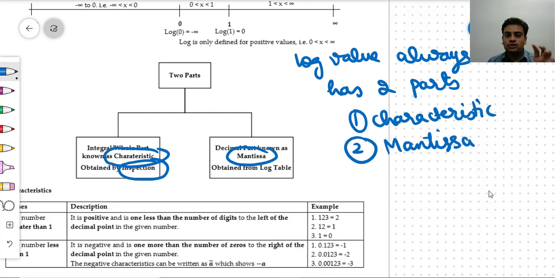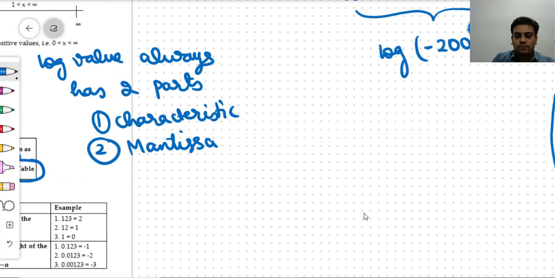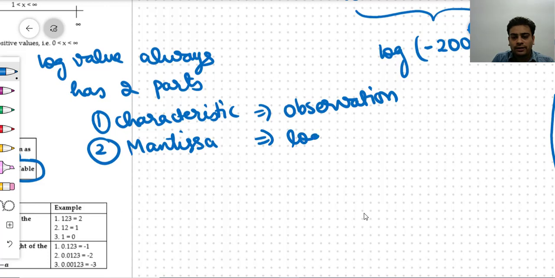But right now you just need to remember that characteristic is determined only by observation, or you can say inspection, and mantissa is obtained from the log table. Clear? So let me also write it here: characteristic we usually find from observation, and mantissa we usually find from the log table. For the characteristic part we look at the number, but for mantissa we need to look at the log tables. These two things are clear.